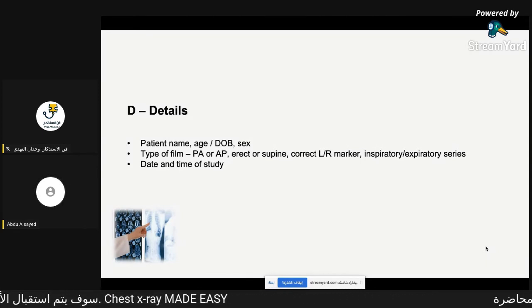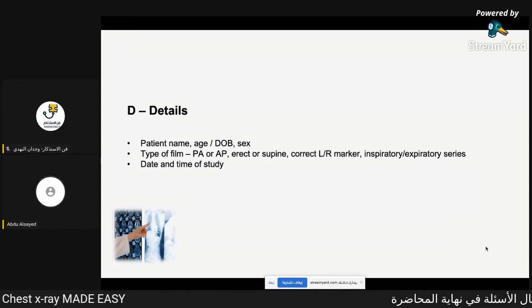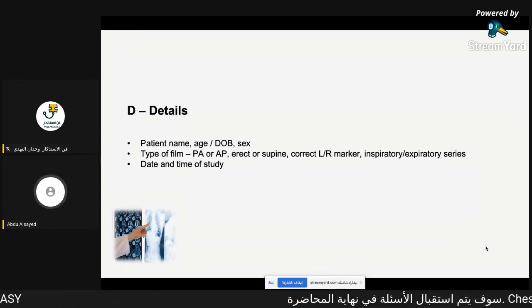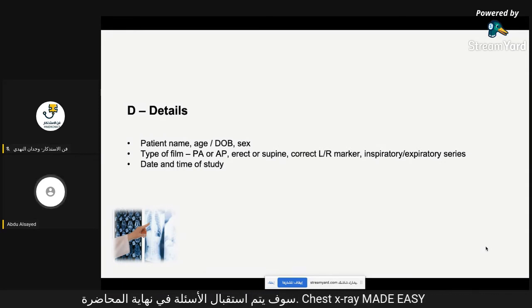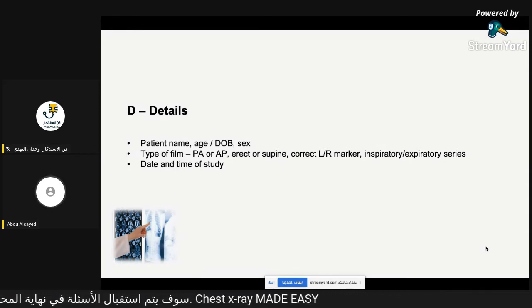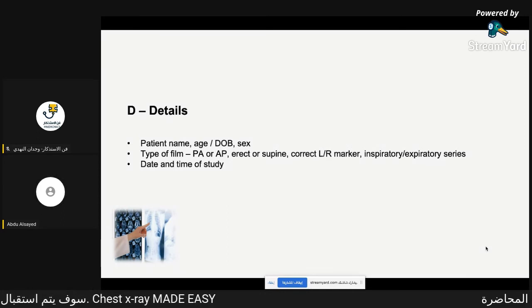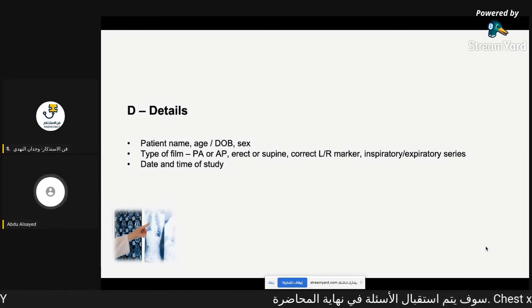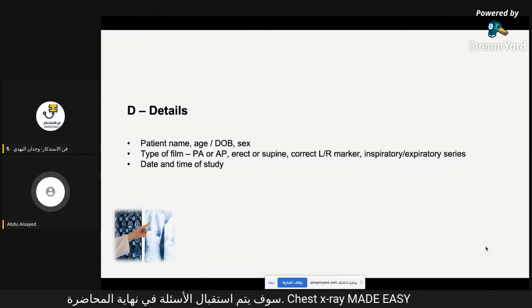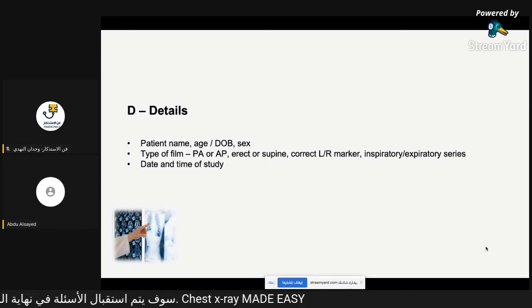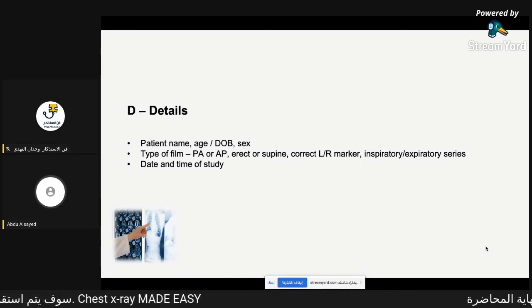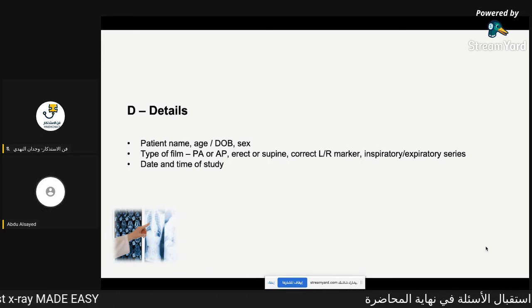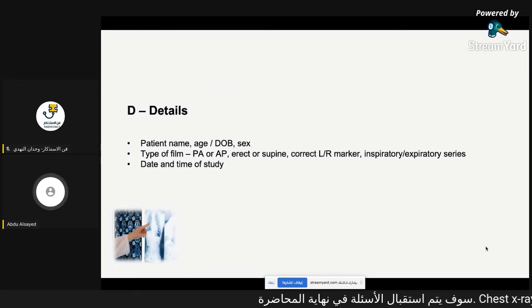Date and the time of study should be in the details, and we should check it every time, because we are doing multiple series of X-rays or radiological images. We do a chest X-ray, then we intubate the patient, then we do another chest X-ray. Later we're going to do a central line and order another chest X-ray. For that, the date and the time of study is so crucial and so important.